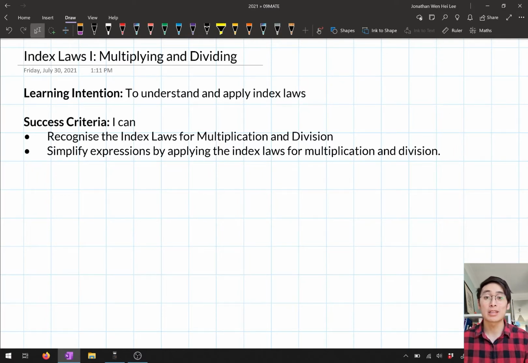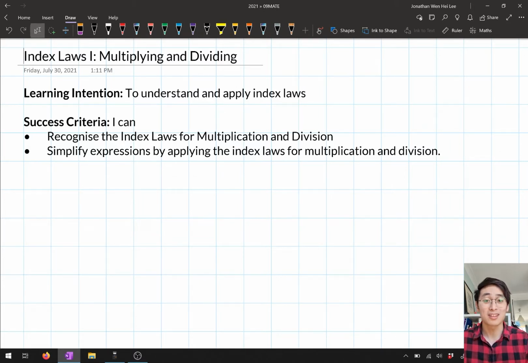In today's lesson we're continuing our topic of indices and surds, and what we're going to be looking at today is our first set of index laws. So what we want to do today is understand and apply index laws, and by the end of today's lesson we want to be able to recognize the index law for multiplication and division and simplify expressions by applying the index laws for multiplication and division.